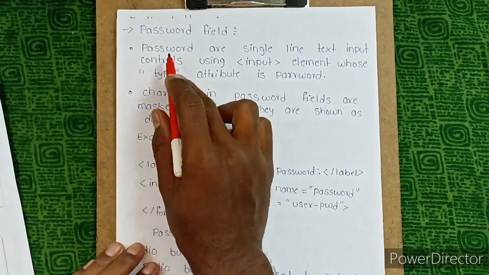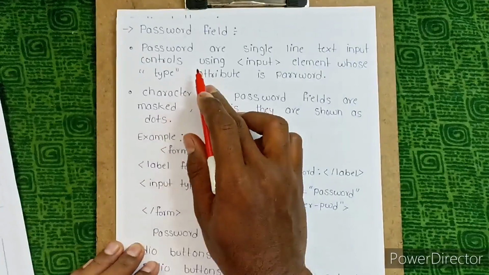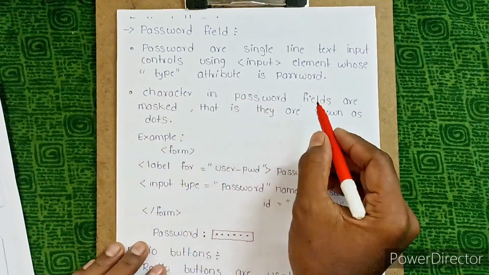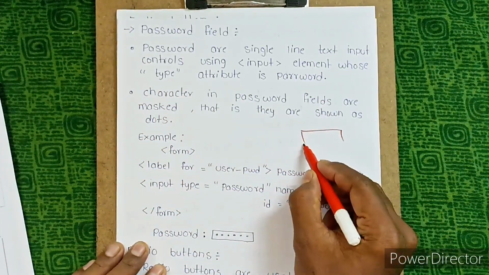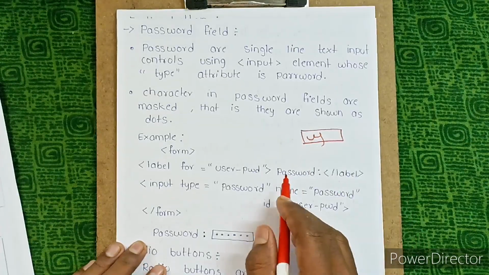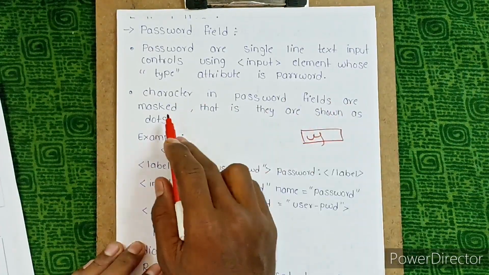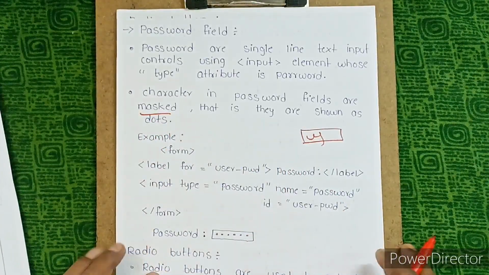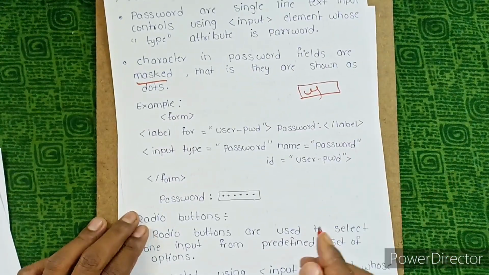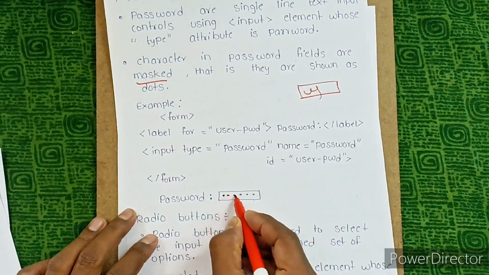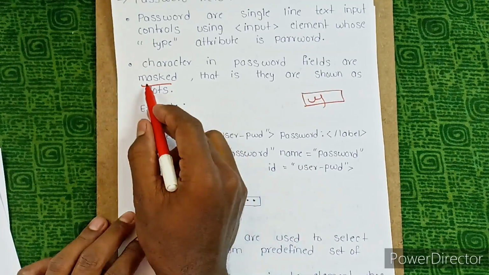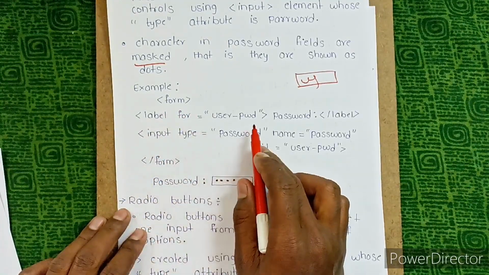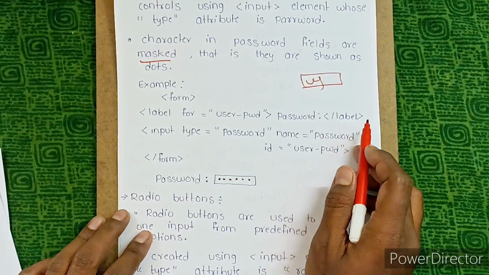Password fields. Passwords are single-line text input controls using the input element whose type attribute is password. So here the attribute is password. We can enter only a password in this column, not any user ID. Characters in password fields are masked, that is, they are shown as dots. Masked means they are covered. You have seen many times while logging in to Facebook, if we enter a password, it appears as dot dot dot. It does not show the password because it is masked. And here is the example form: label for equals user password /label.